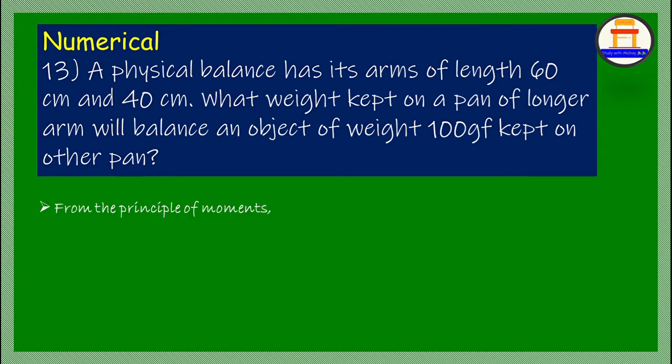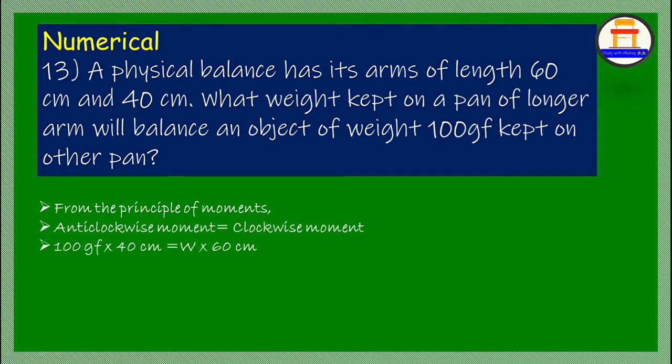From the principle of moments. What is the principle of moments, children? Anti-clockwise moments is equal to clockwise moments. This is nothing but the principle of moments. So as per that, we have 100 gram force into 40 centimeter equals W into 60 centimeter. 100 GF is on the anti-clockwise moment side. 100 into 40 equals W into 60.